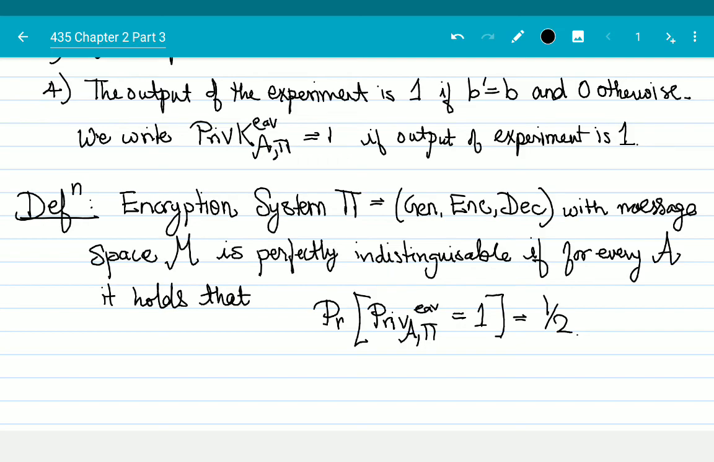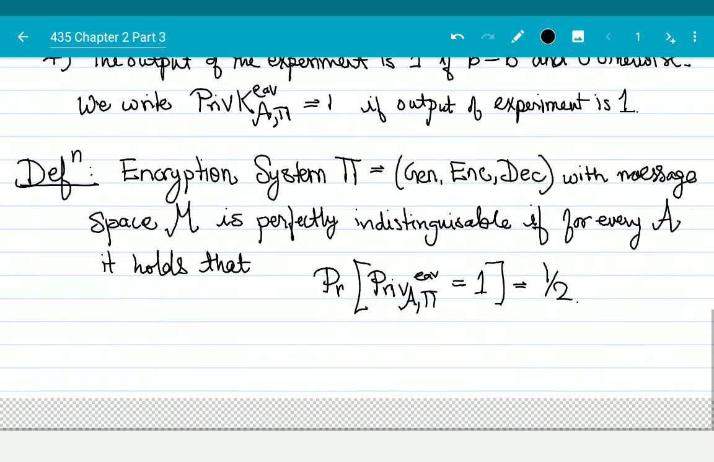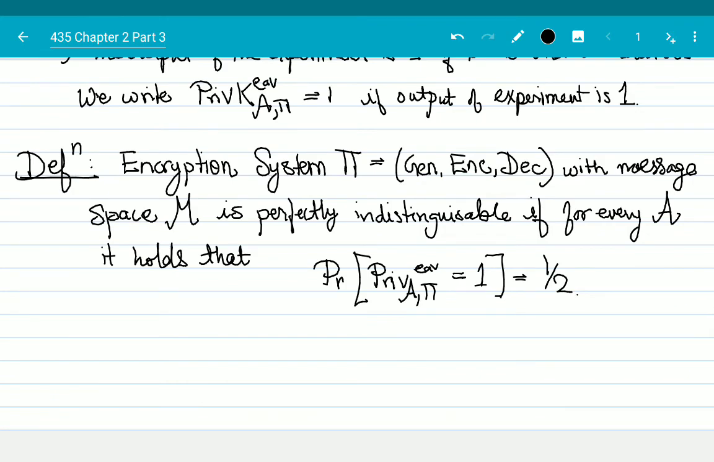Okay, note the system is not perfectly indistinguishable even if the probability is less than 1/2. Okay, because that would mean that if the probability is less than 1/2, I can design some algorithm which fails more than half the time. Which means if I design an algorithm which outputs the bit exactly opposite of my previous algorithm, it would succeed more than half the time. Okay, so that's why it is indistinguishable only if it is exactly 1/2, not more nor less.